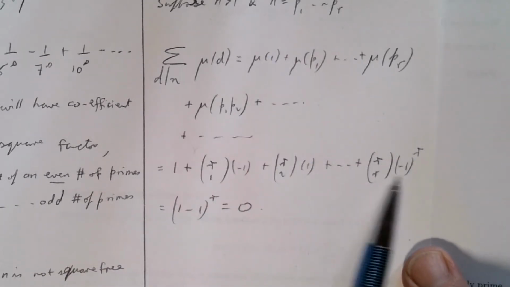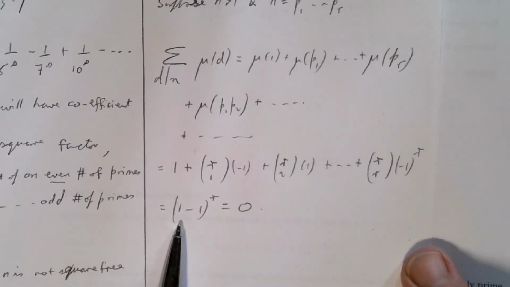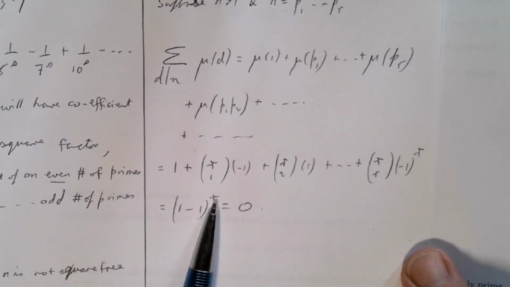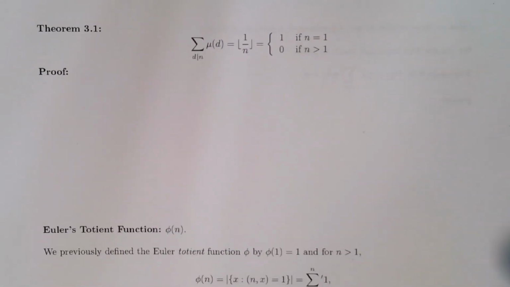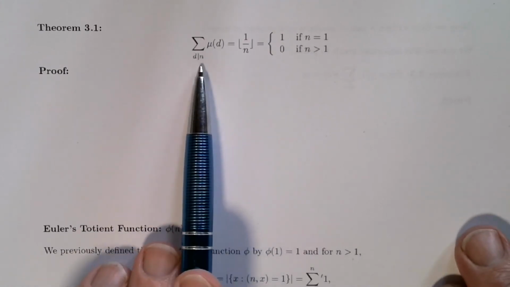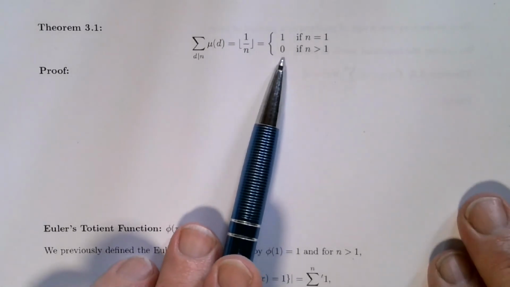And of course you immediately recognise this is, by the binomial theorem, just the expansion of (1 - 1) to the r, and of course that is 0. So that's a nice little result, that the sum of mu of d, where d is a factor of n, adds up to 0 most of the time.